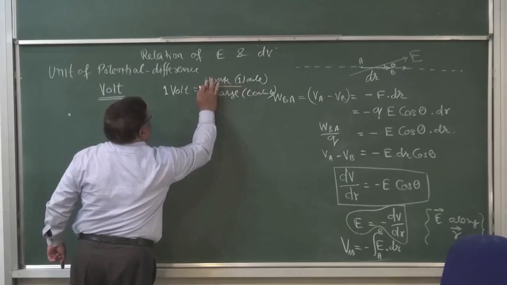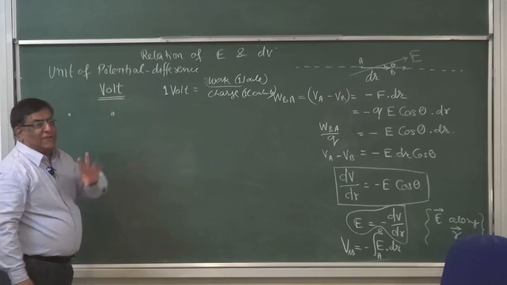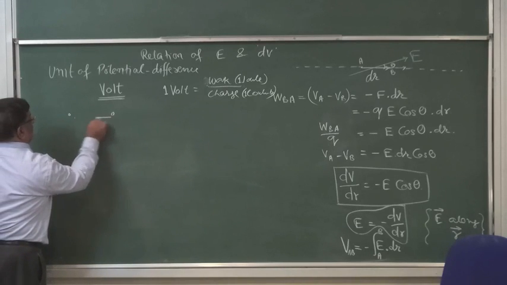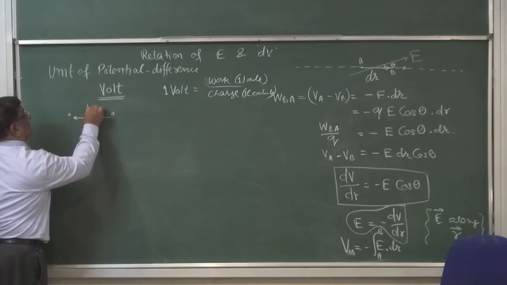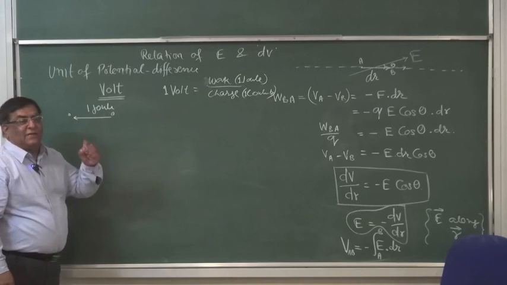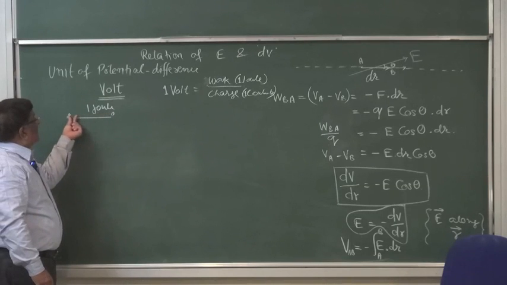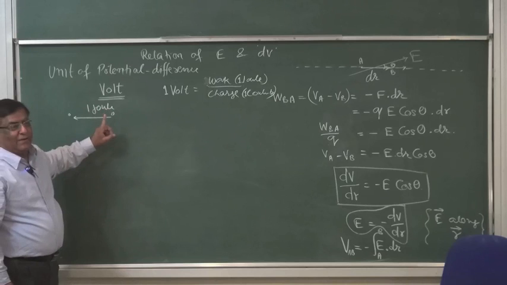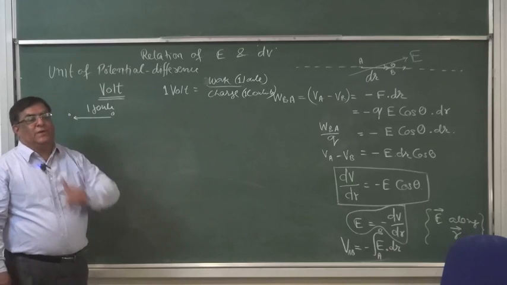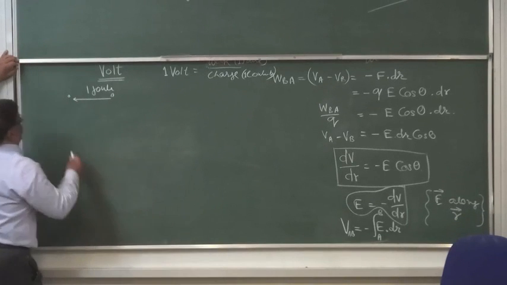1 joule per 1 coulomb. There are 2 points in an electric field in such a way that when we take 1 coulomb charge from this point to this point, we have to do certain work, and that work is 1 joule. Then the potential difference between these 2 points will be known as 1 volt. This is 1 volt. Please write it down. 1 volt is the potential difference between 2 points.